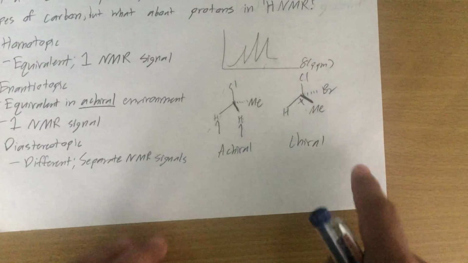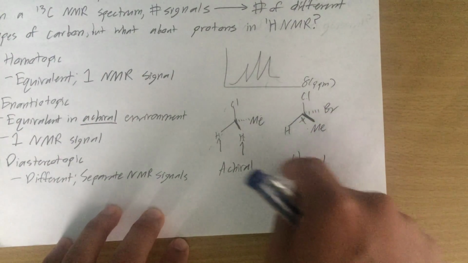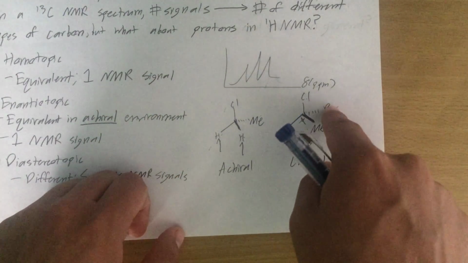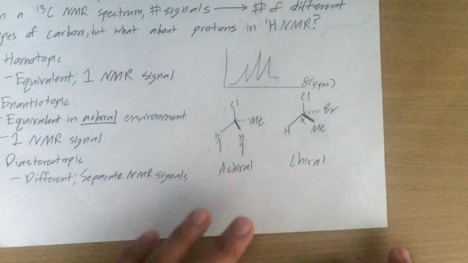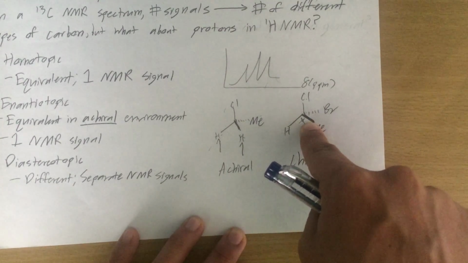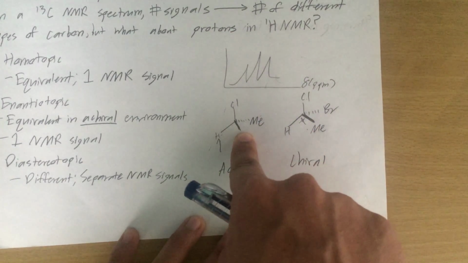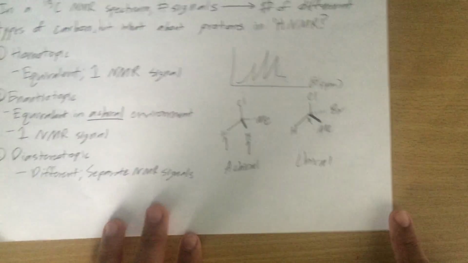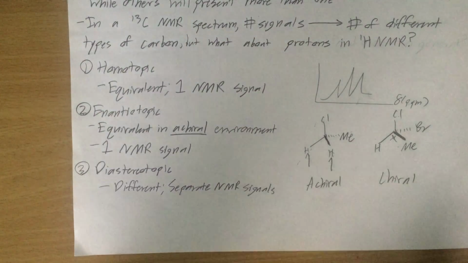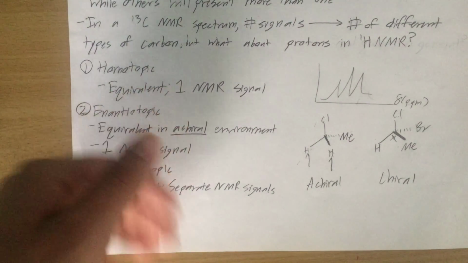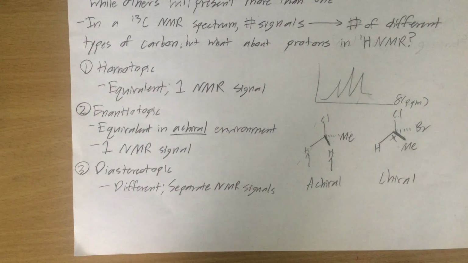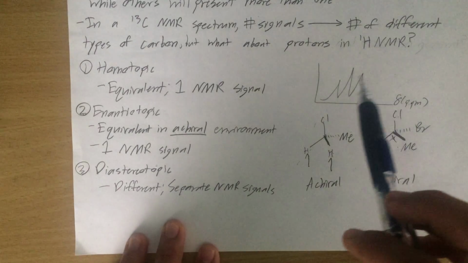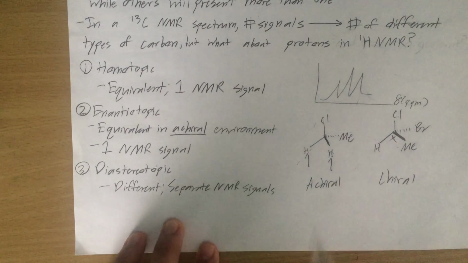But when you look at your chiral case, here you have your carbon atom in the center, you have four substituents, but these four substituents are all different. You have a hydrogen, a methyl group, a bromine, and a chlorine atom. There are four different things. So this center is chiral, while this center is achiral, because you have two substituents that are the exact same thing in the achiral case. And finally, diastereotopic means that when you're looking at two hydrogen atoms, if those two hydrogen atoms are diastereotopic, they are in different chemical environments, and as a result, they would present different NMR signals.